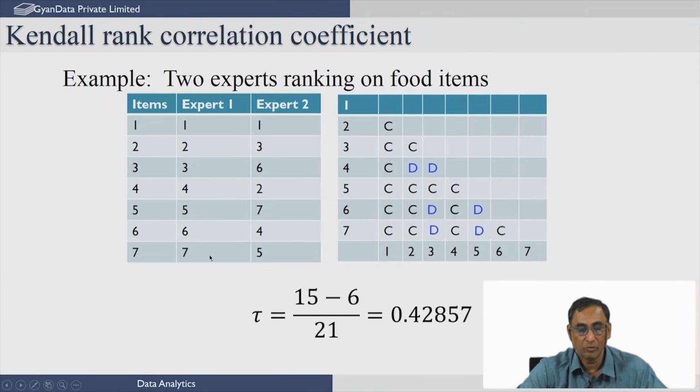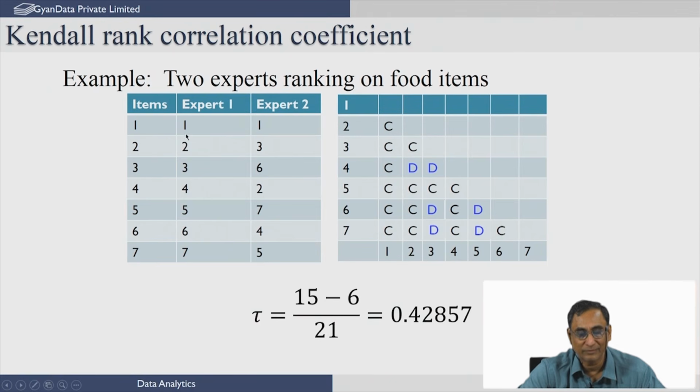Now, you compare data point 1 and data point 2. In this case, expert 1's opinion is that 2 is better than 1, and expert 2 also says 2 is better than 1. So, it is a concordant pair. So, 1 and 2 are concordant, that is what is indicated here. Similarly, if I look at data points 1 and 3, expert 1 says 3 is better than 1, and expert 2 also says 3 is better than 1. So, it is a concordant pair.